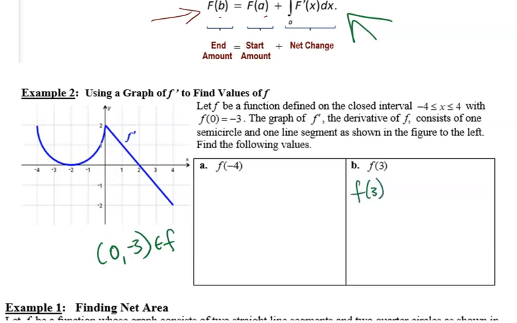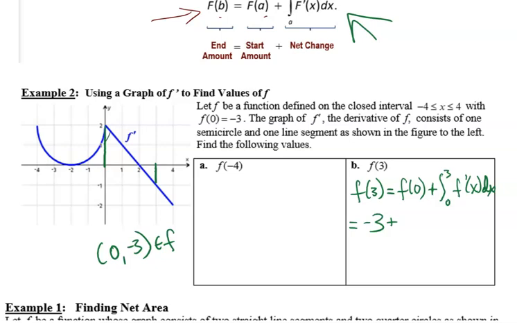So f of 3, the after amount, is equal to the initial amount f of 0, which I know, plus the accumulation from 0 to 3 of f prime of x dx. Plugging values in, f of 0 is equal to -3, plus, and now I need the accumulation from 0 to 3 of f prime. Well, we know that that definite integral from 0 to 3 gives us a net area, so area above minus area below, and I'm looking on the interval from 0 to 3.